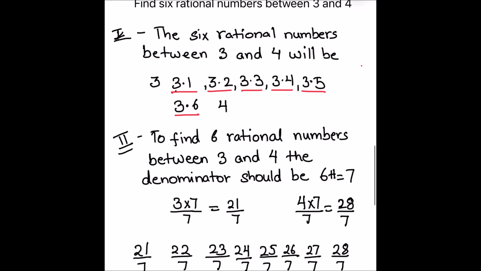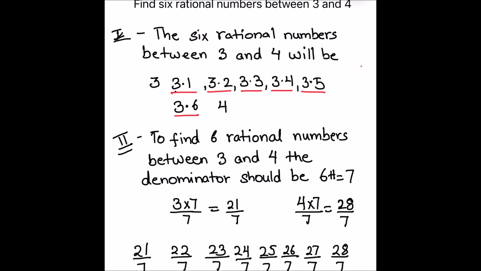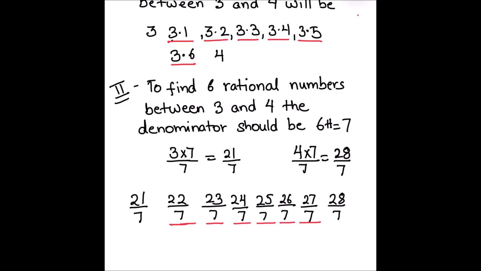So these were the two methods to find 6 rational numbers between the numbers. You can use the decimal method if the numbers are whole numbers, or you can use the second method where we make the whole numbers as rational numbers or fractions and find the numbers between these numbers.